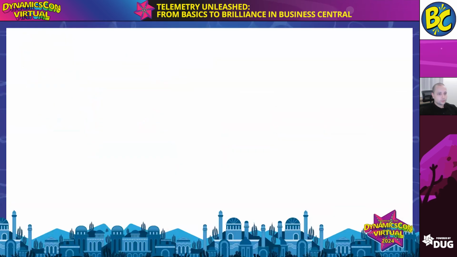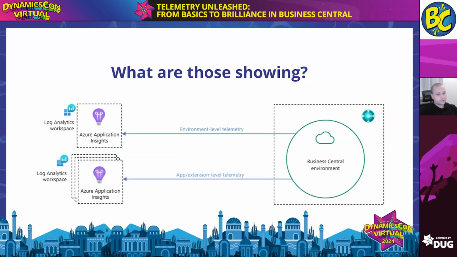So what are these results showing? Essentially, we are collecting telemetry at 2 levels, Application Insights on environment level and on extension level. On the environment level, it comes from the core Business Central environment, and on the extension level, we mean third-party extensions, so either the original telemetry for those extensions, or even the custom telemetry signals which could be written by third-party extensions.